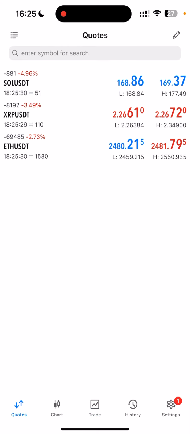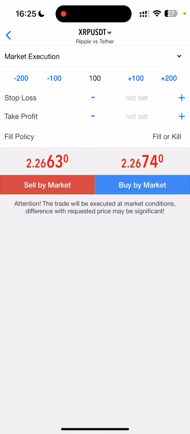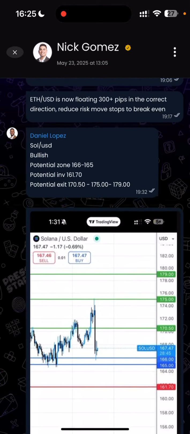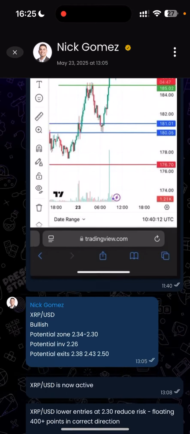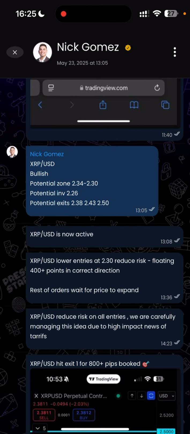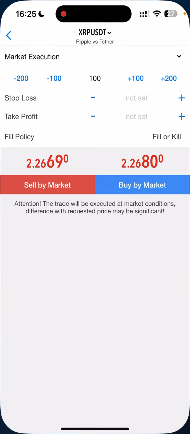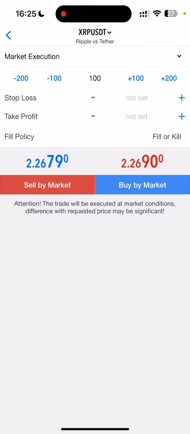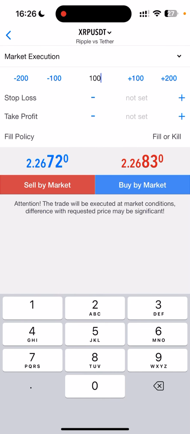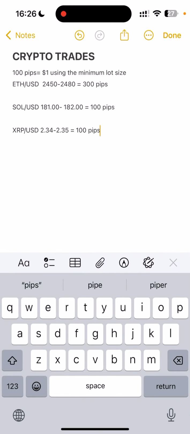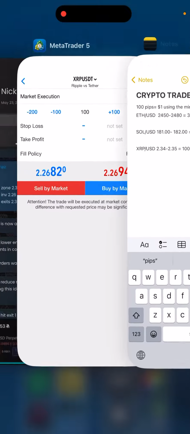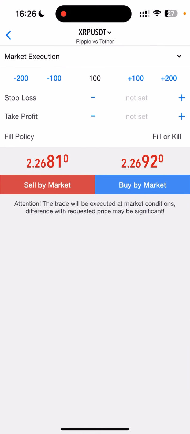Now for XRP, this is also another currency or crypto that they normally call out on the crypto channel. Now this is an example. For XRP, the minimum lot size you can use is 100. This might scare a lot of people, which is why I was saying that you might want to have separate accounts so that you don't make a mistake sometimes. Back to our playbook, you can see that 100 pips equals $1 using the minimum lot size, which is 100 lots.